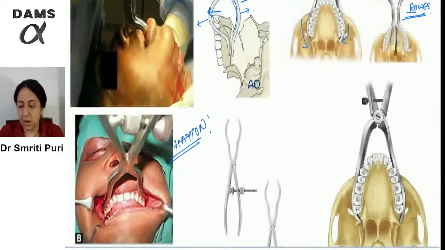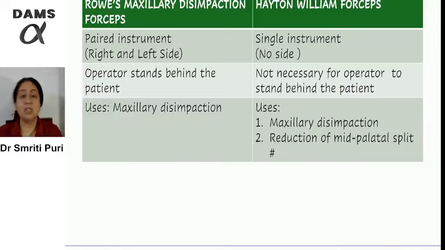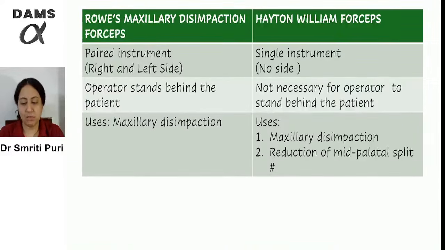Right. Now, just take a screenshot of this table as well. This is the basic difference between these two. Rose disimpaction forceps is a paired instrument. Like I told you, there is a left and right side. The operator stands behind the patient while using Rose forceps, and its use is maxillary disimpaction.